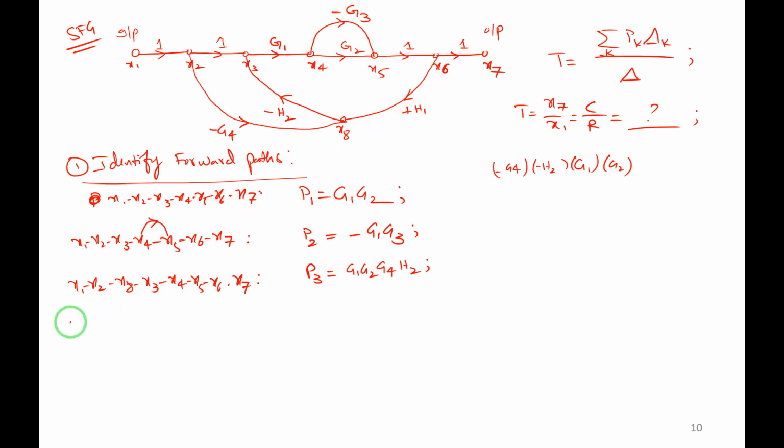So I will write the fourth forward path: X1, X2. From X2 I am going to X8, X8 to X3, X3 to X4. From X4 to X5 I will take a jump, so I will indicate that jump here. Means I am going through this. Gain is minus G3. From X5 to X6, X7. So the fourth forward path gain, just multiply all the gains: 1 into minus G4, minus H2.